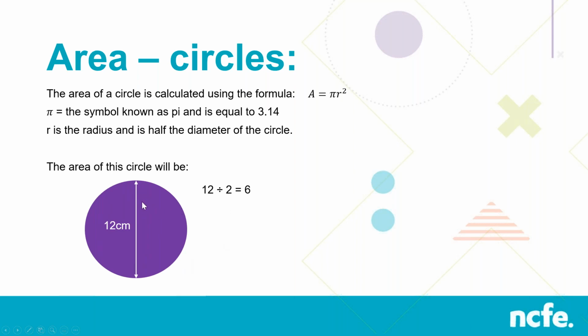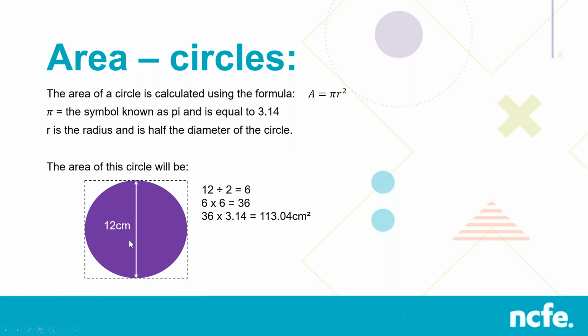we've got the diameter, so we need to find the radius. So 12 divided by 2 equals 6, because radius is half the diameter. 6 squared is the same as 6 by 6, 6 times 6, which is 36. 36 times 3.14 equals 113.04 centimetre squared.